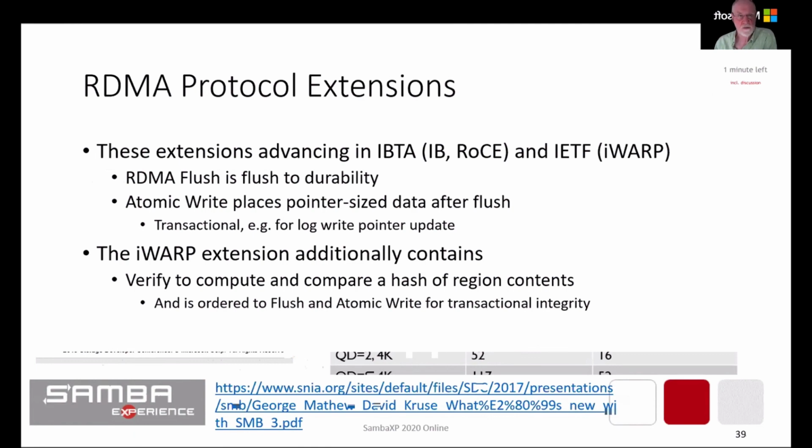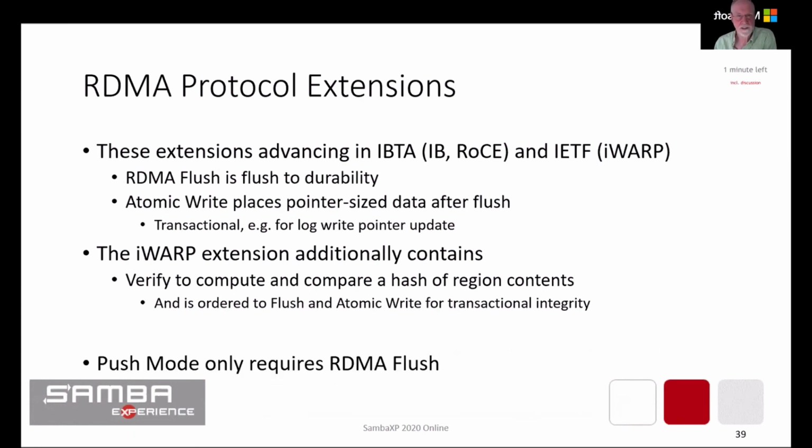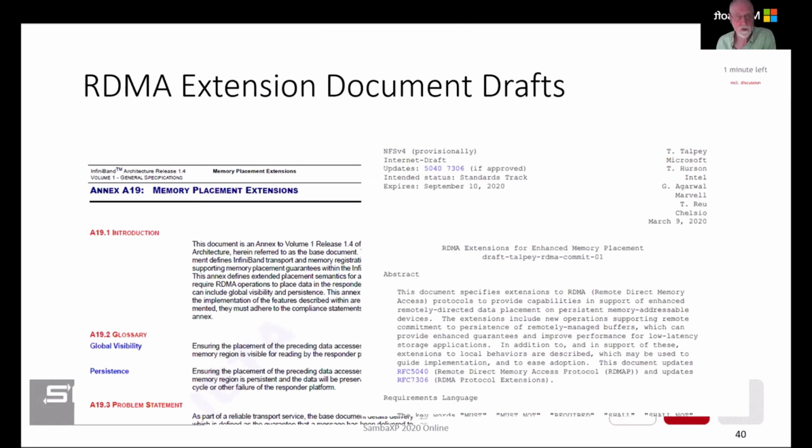Atomic write is a sort of a transactional write. It's perfect for a log pointer. You write the data, you make the data safe, you drop the pointer. You go again and again and again. Atomic write supports that remotely without CPU on the server. And second, the iWARP extension does the same thing, but also adds a verify to compute and allow data to be verified. These two drafts were published March 9th, and the IBTA one is currently in final review.